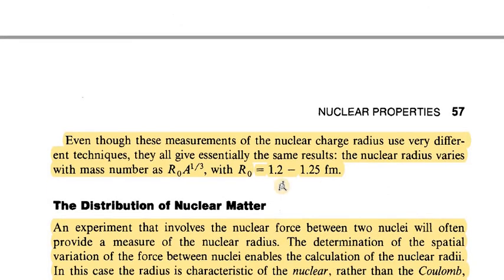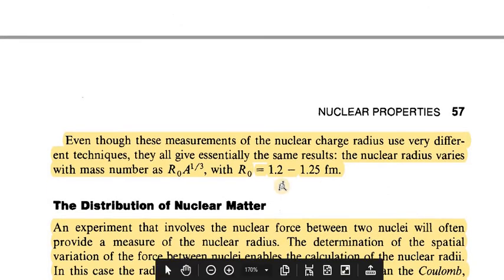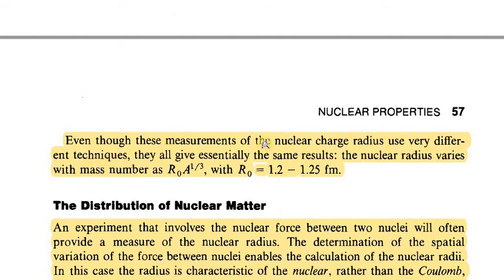Even though these measurements of the nuclear charge radius use very different techniques, they all give essentially the same results. The nuclear radius varies with mass number as r0 A power 1 by 3, with r0 varying from 1.2 to 1.25 femtometer, right?